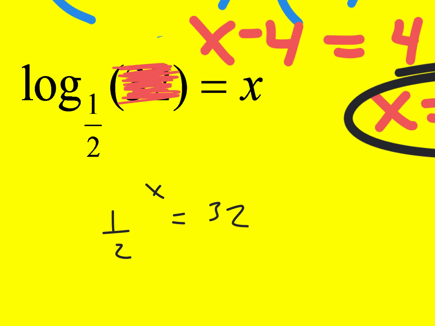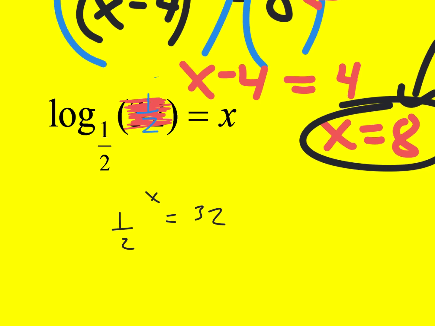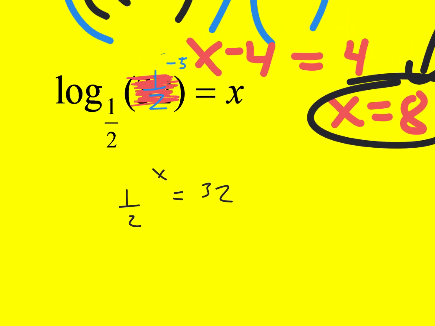32. I'm going to make it into 1/2 to the... How do I get 2 to be a 32? 5th power. So, -5th. That'll make my 1/2 flip over and go to the 5th power. And now I did all the hard work, so now that the bases are the same, the answer is just x equals -5.